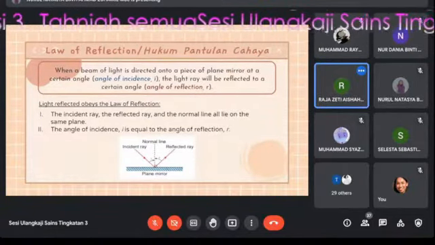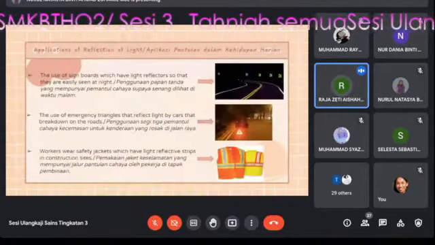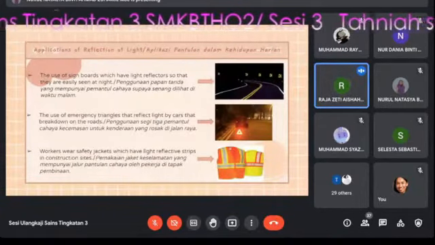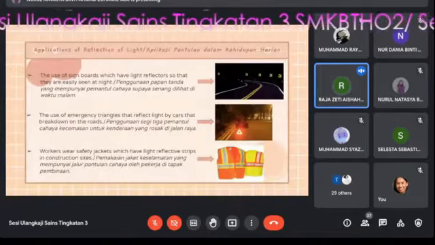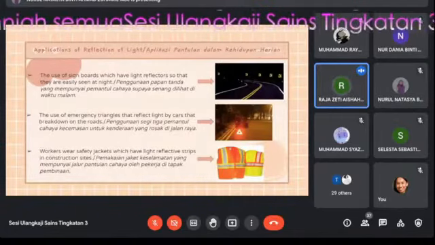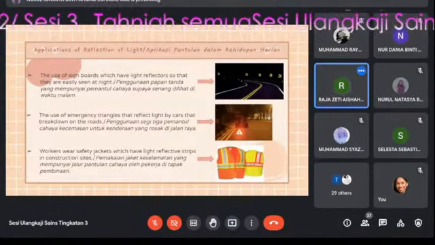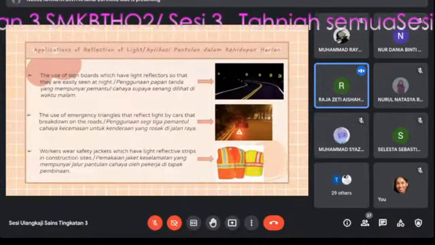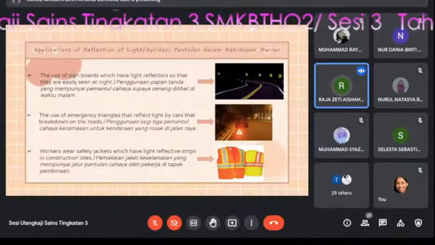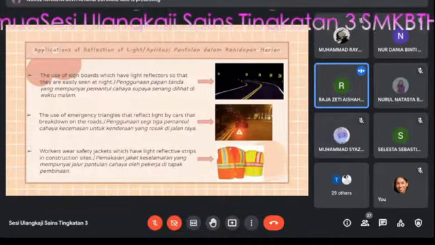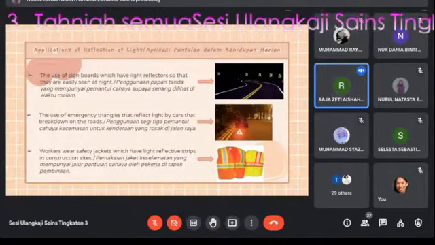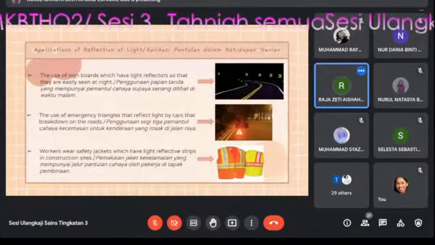Next, application of reflection of light. The use of signboards which have light reflectors so that they are easily seen at night. The use of emergency triangles that reflect light from cars that break down on the roads. And lastly, workers wear safety jackets which have light reflective strips at construction sites.